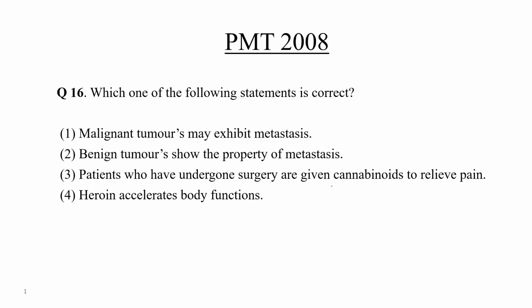Next question, which one of the following statements is correct? Malignant tumor may exhibit metastasis. Benign tumors show the property of metastasis. Patients who have undergone surgery are given cannabinoid to relieve pain. Heroin accelerates body function. Which one is the correct statement out of these four statements?